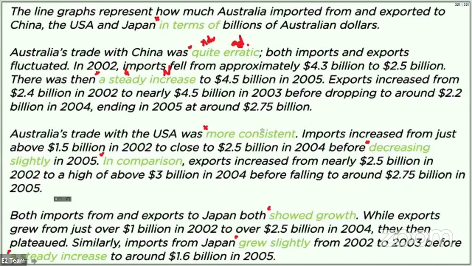Again, adjective, more consistent. This is one of those adjectives like happy, happier, happiest. But when you have the three syllables, you can't say consistenter, consistentest. More consistent is a nicer way to say that, or the only way. Decreasing slightly, in comparison, showed growth, etc. This one is verb noun.